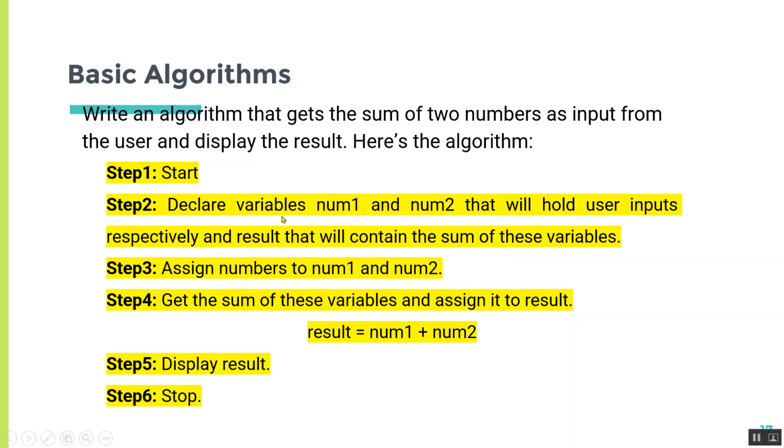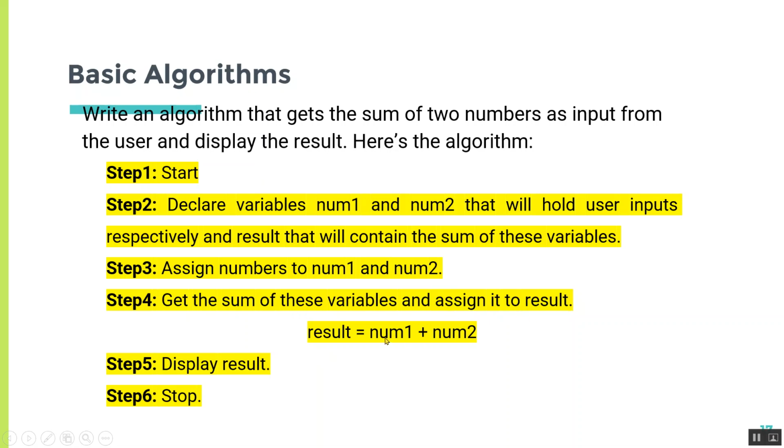Next, step 3, assign numbers to num1 and num2. So you do not have to explicitly put it here. You just need to imagine what would be number 1 and then number 2 in your head. So I would assign num1, let's say for example 10, then num2 is for example 15. Next, step 4, get the sum of these variables and assign it to result.